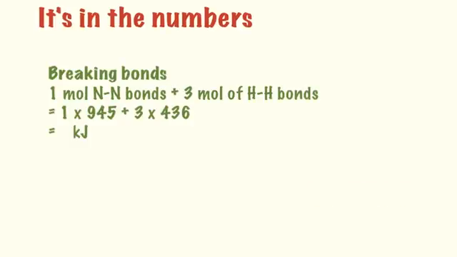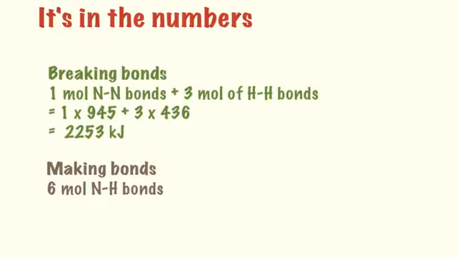So if I add the numbers, I can see that the N≡N triple bond is 945 kilojoules per mole. The H–H bond is 436. That goes with what we've been talking about, in that hydrogen single bonds are weaker, or require less energy, than multiple bonds like nitrogen. If I then do the math, I see that in breaking the bonds I'm going to require 2253 kilojoules. That's quite a bit of energy involved.